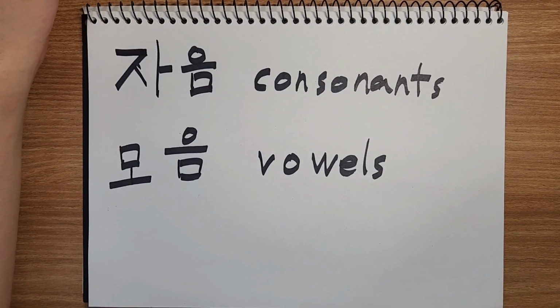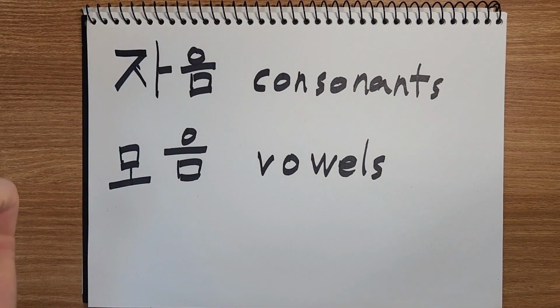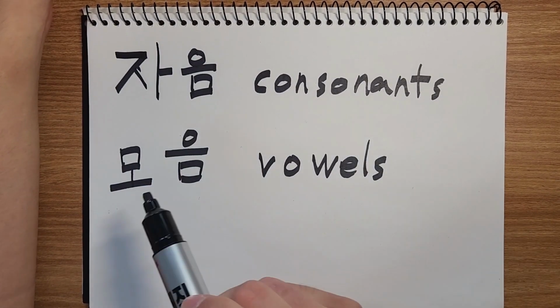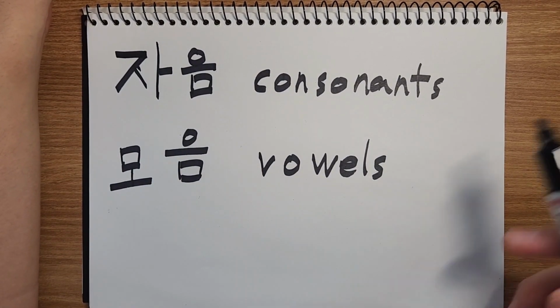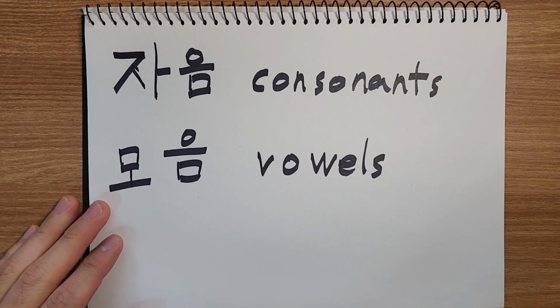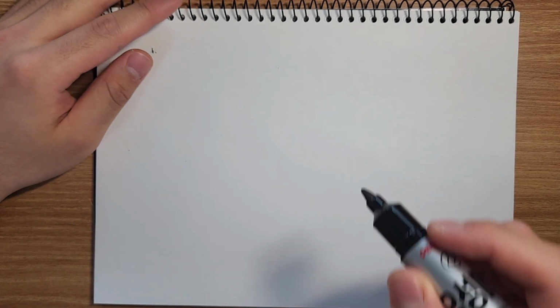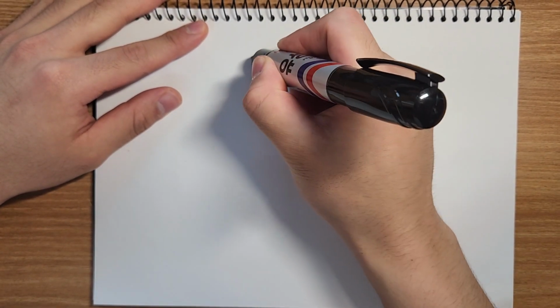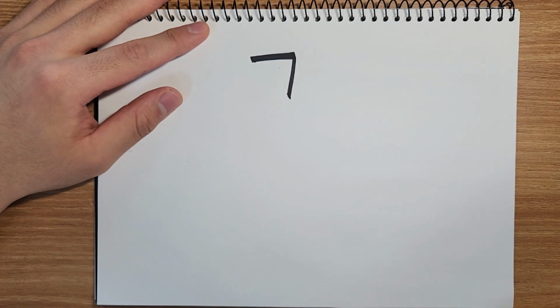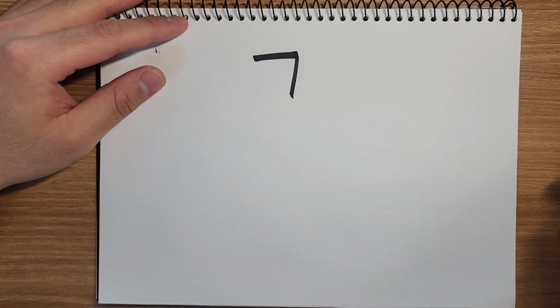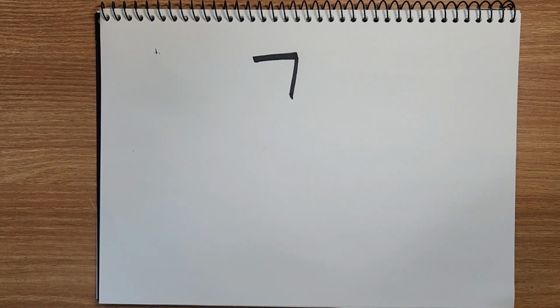In Korean alphabet, just like any other alphabets, they have 자음, the consonants, and 모음, the vowels. So I'm gonna teach you consonants first, and then I'm gonna teach you vowels. The first consonant is 기읍. It looks like this, and it has a similar sound to an English G.